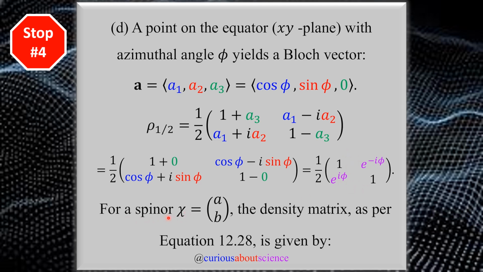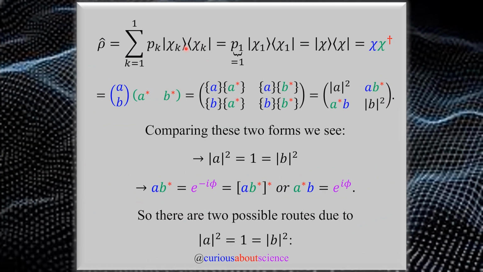So for a spinor of the form chi equal A B, the density matrix as per equation 12.28 is given by the summation of the chi vectors with their probabilities. Okay, so since we're going from 1 to 1 and we're just trying to get a general spinor for the state, we know that the probability has to be 1. So that's easy. And then we reduce down to chi and chi, which of course can be represented from the ket vector chi and the dagger there, easy enough.